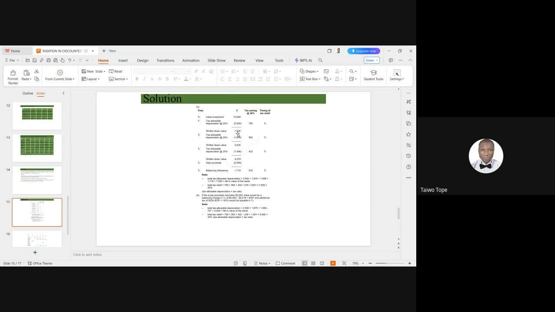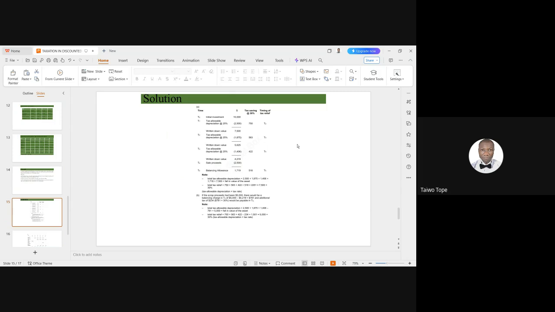And also, in year 2, you charge 25% on the tax written down value of the asset, which is 7,500. So 25% of 7,500, you have 1,875. So when you less that from 7,500, you have 5,625, which should be the written down value of the asset. To determine the tax savings at that point, you have 30% of 1,875, you have 563 as the tax savings. That is a tax shield, the tax benefit to enjoy.